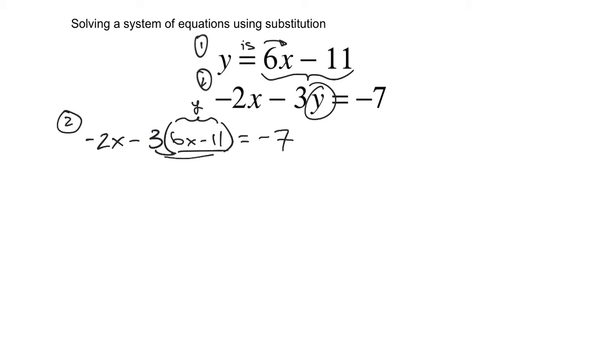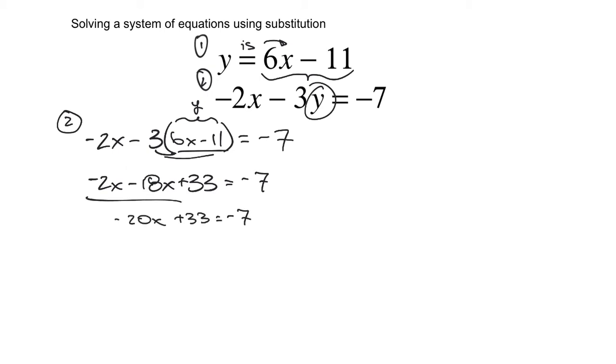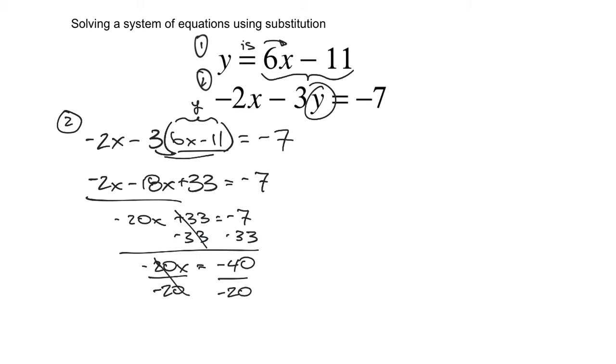First, I get rid of the parentheses using the distributive property. Negative 3 times 6x is negative 18x, and negative 3 times negative 11 is positive 33. Combine like terms: negative 20x plus 33 equals negative 7. I get x by itself by first removing the constants, so I subtract 33 from both sides and get negative 20x equals negative 40. I divide both sides by negative 20 to get 1x. That gives me x equals 2.